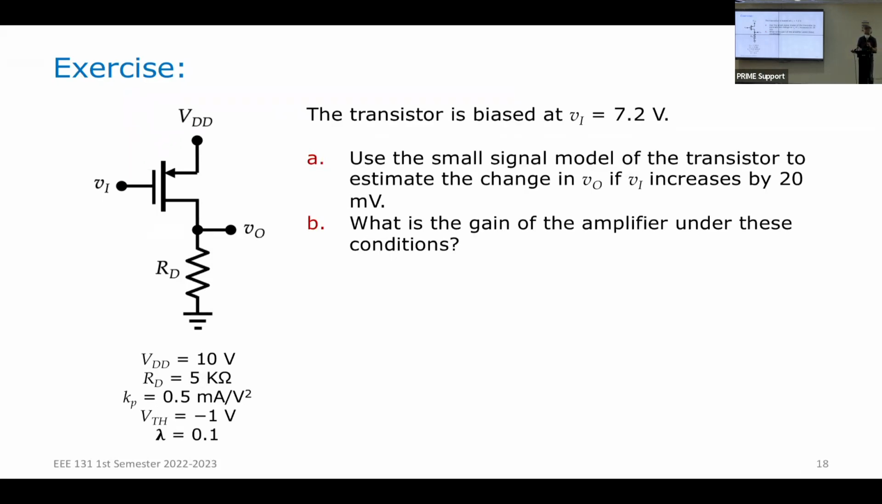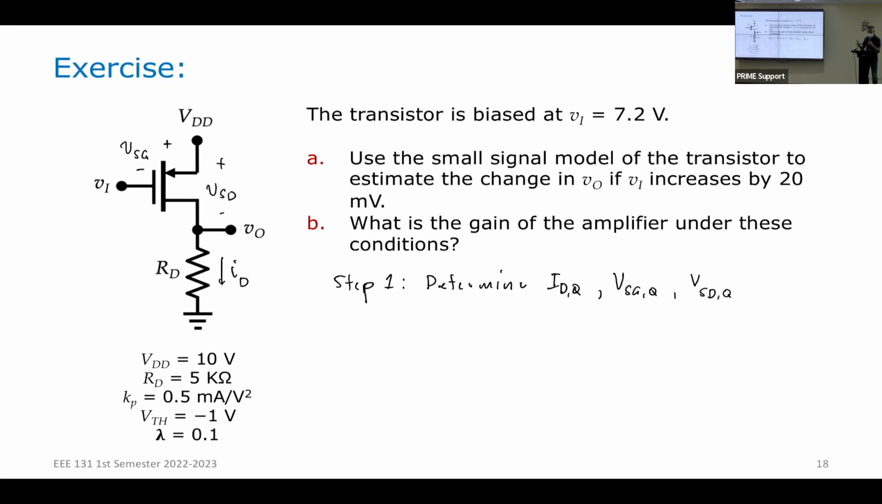Okay, so first part of the problem is to determine, no? So step 1, determine IDQ, VSGQ, and VSDQ. So this is VSG, and this is VSD. And then this is ID. So parang practice na rin nyo for the exam. I'll give you what, 10 minutes to do this. And if any of you have an answer, you can come to me and I can tell you whether your answer is correct or not. So ganun na lang gawin natin. So please try.